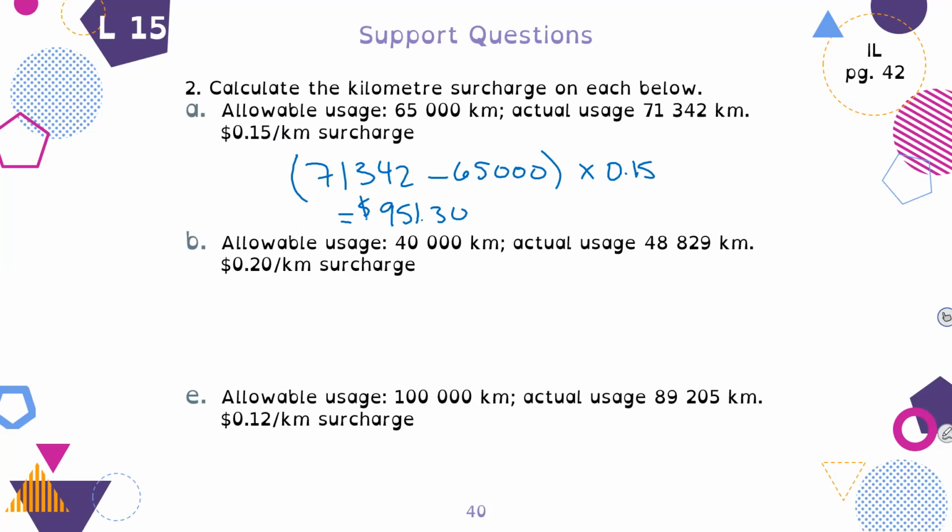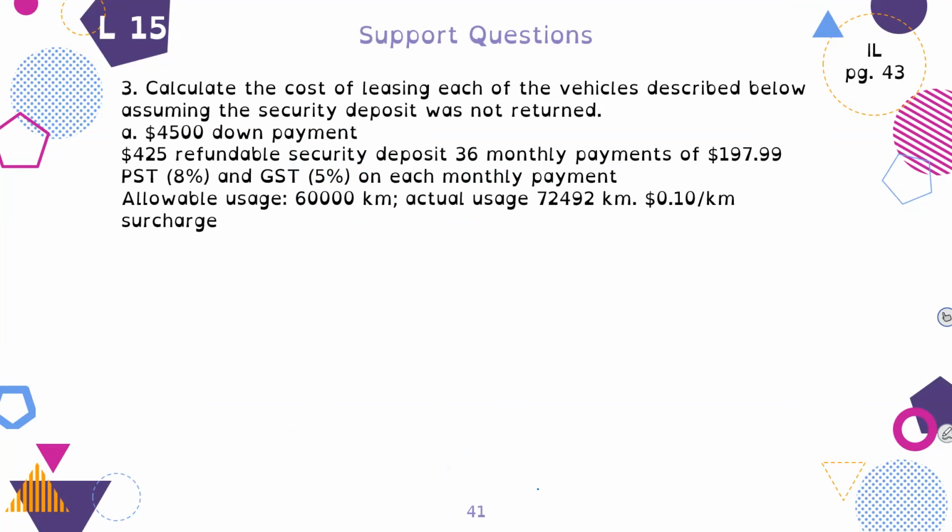Here in part C or E, the allowable usage is 100,000 kilometers and the actual usage is 89,205 kilometers. Did you go over the allowable? No. So there's no surcharge because you didn't use any extra kilometers. So you need to be paying attention. You don't just assume, just because there's a number, that you have to subtract and multiply. You're going to get a negative number. That's not going to make any sense. You either didn't go over, or you did go over.